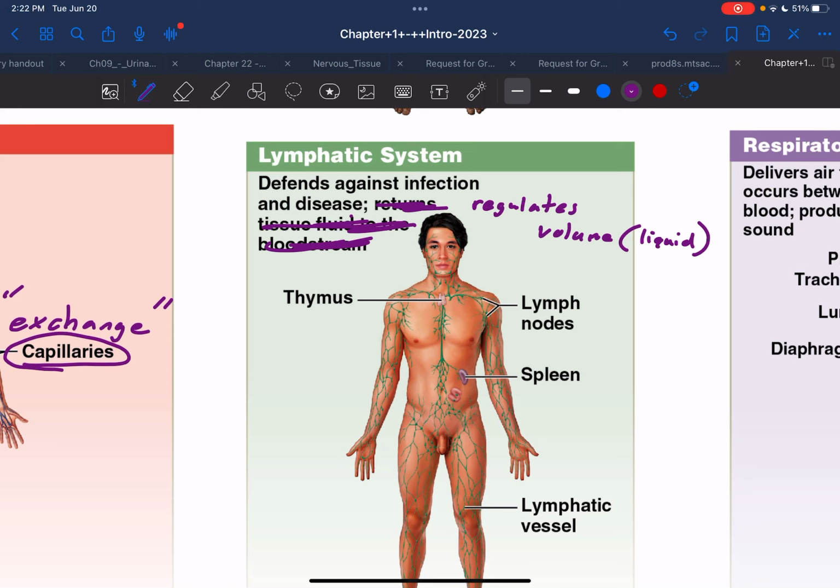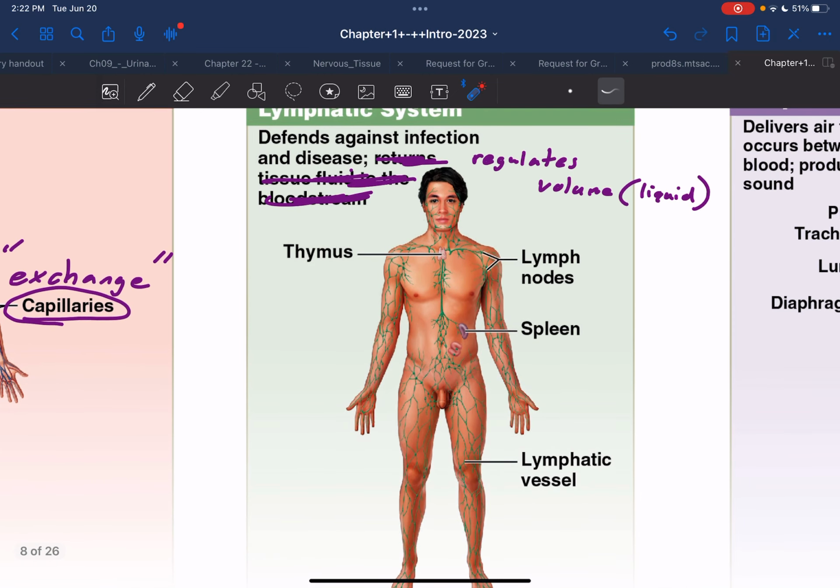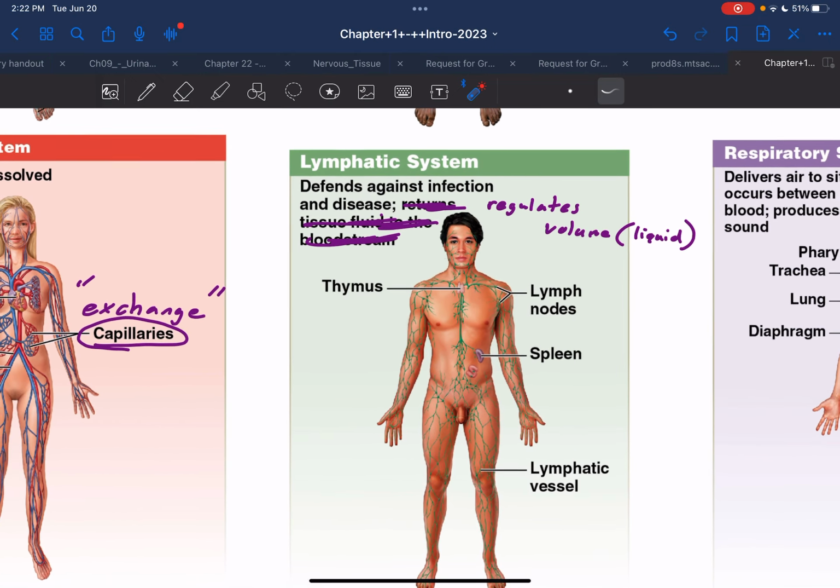And not just that, there are a lot of cells in your body called lymphocytes, and they are involved in immunity. So this little statement here can be summarized as involved in immunity. All the little cells that patrol your body are part of your lymphatic system.